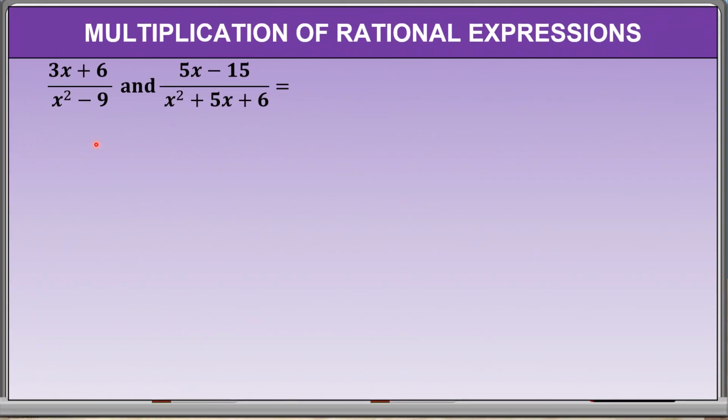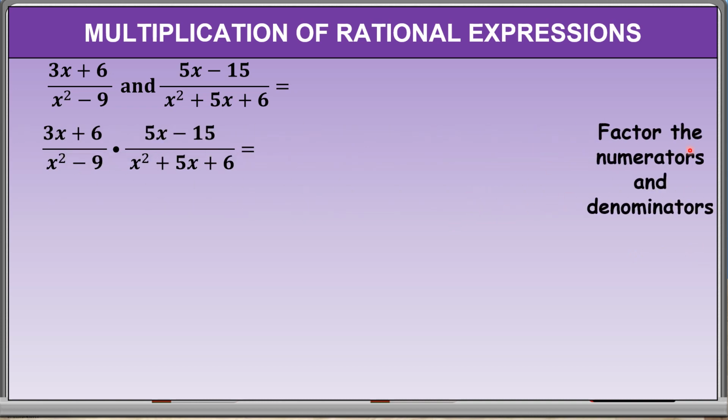Okay, how about this one? So we have 3x plus 6 all over x squared minus 9 and 5x minus 15 all over x squared plus 5x plus 6. Okay, under pa rin tayo ng multiplication of rational algebraic expression, ha? Okay, anong gagawin? Again, kailangan natin siyang i-multiply. O, paano natin i-multiply yan? So, of course, tayo po ay magpa-factor. You factor the numerators and denominators.